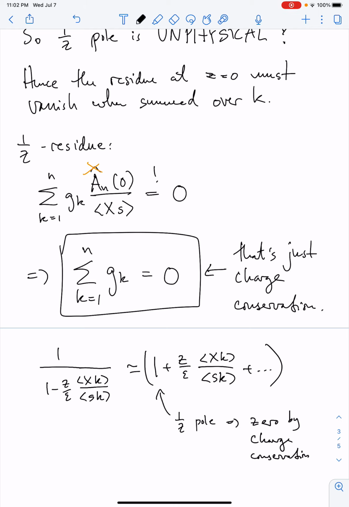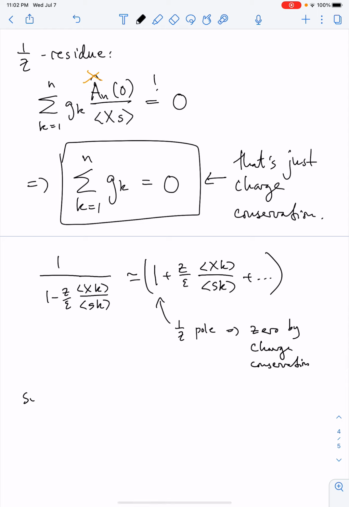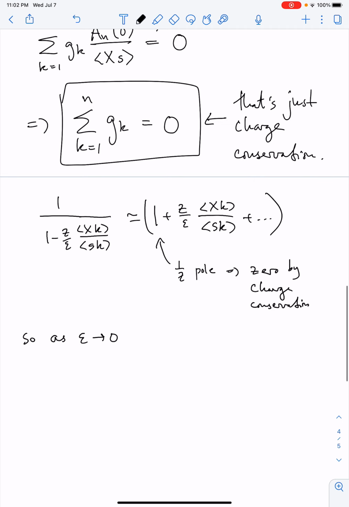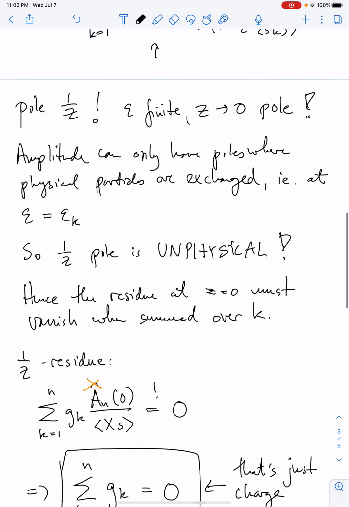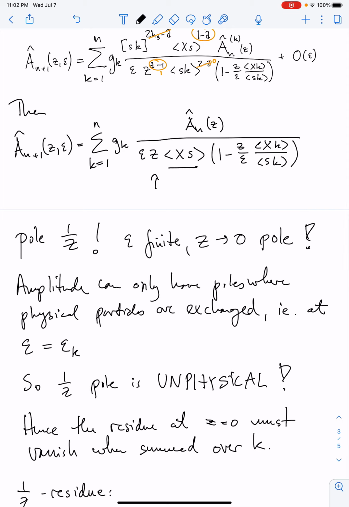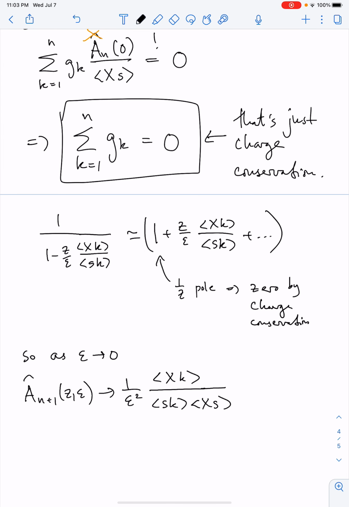And now I can see that the z will cancel with this over z, and I get instead a 1 over epsilon pole. This becomes 1 over epsilon squared. The z dependence has cancelled. From over here, I get x k. Then I divide this by s k times another term which sat here, which was angle bracket x s. And that then multiplies the unshifted amplitude evaluated at 0. And so again, that means I can remove that explicit hat.